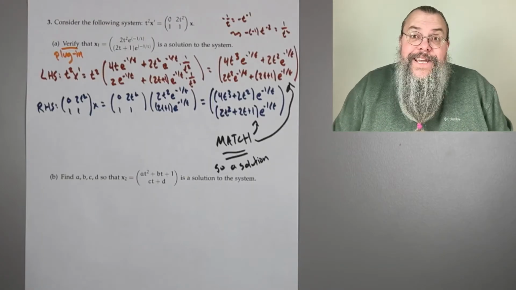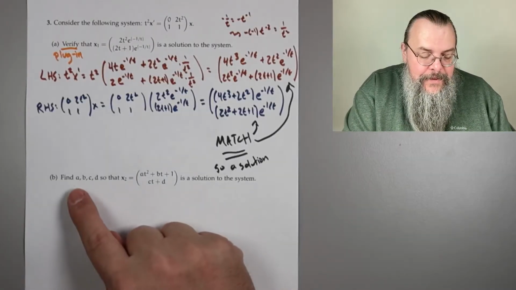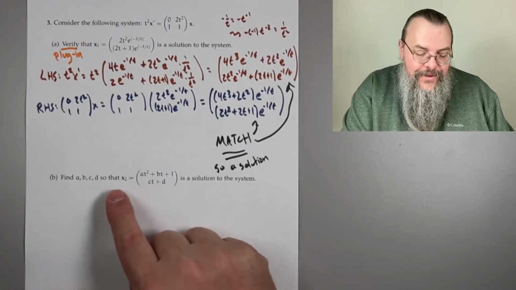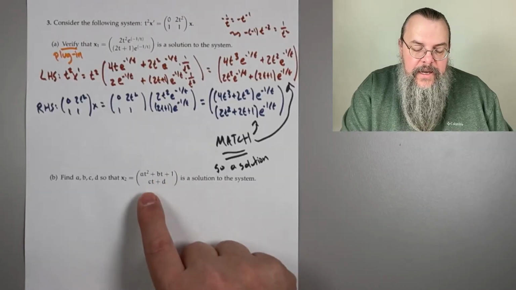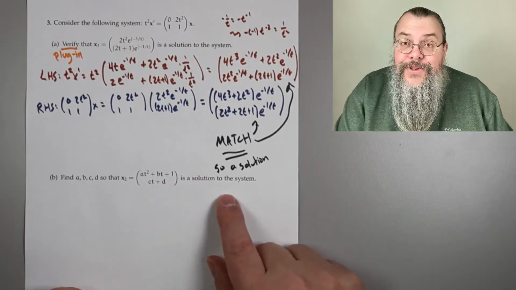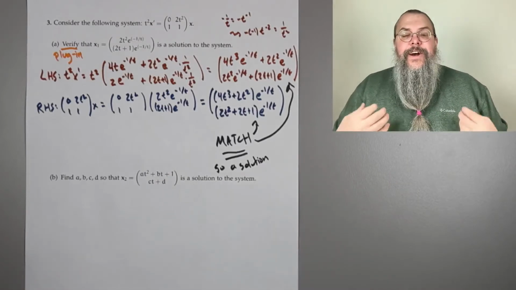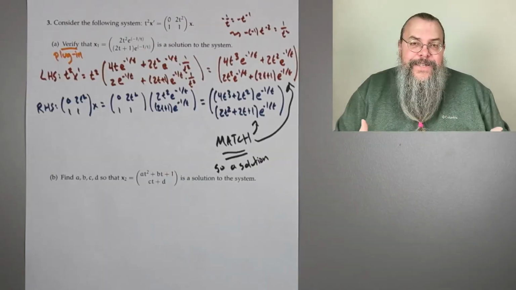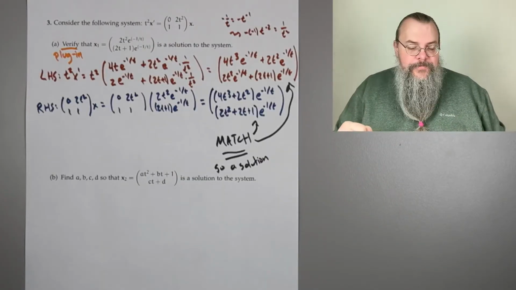Well, there should be a second solution. There's also a second part: find a, b, c, d so that x2, which is at squared plus bt plus 1 over ct plus d, is a solution to the system. Notice there's no e to the minus 1 over t's. Okay, so how do you find a solution? Given that we know roughly what it looks like, what can we do?